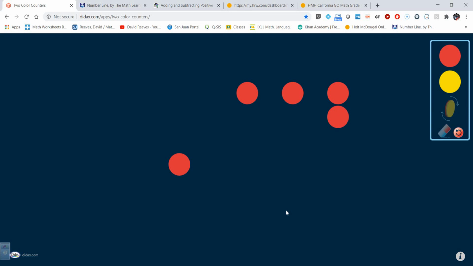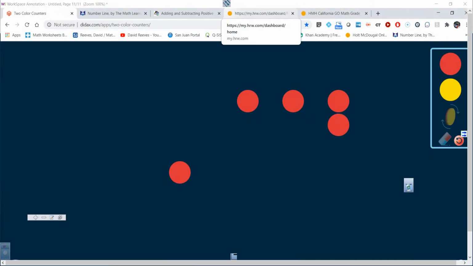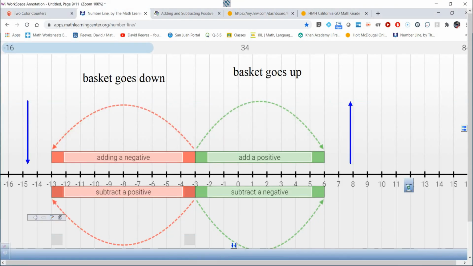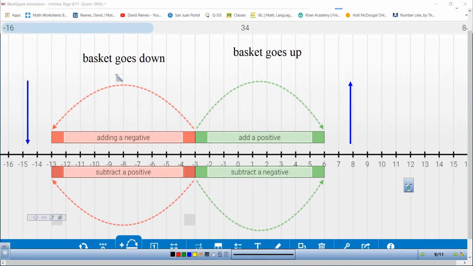Okay. All right, so that's an introduction to addition and subtraction, how they work together. If you can wrap your head around this idea, just that conceptual understanding is really going to help you as we go forward with subtraction of integers.